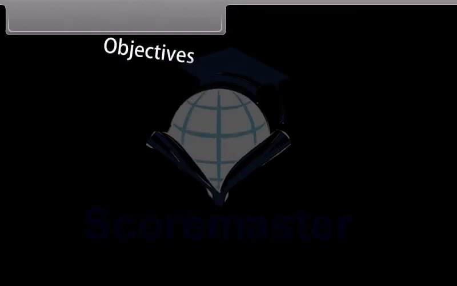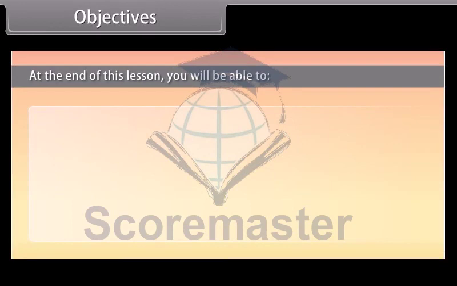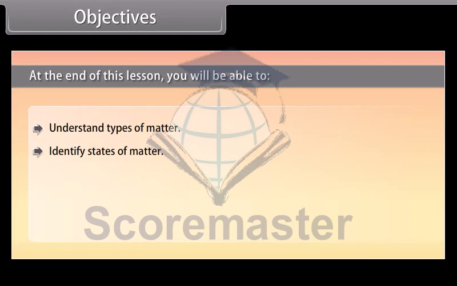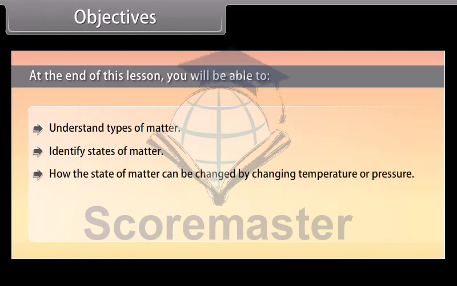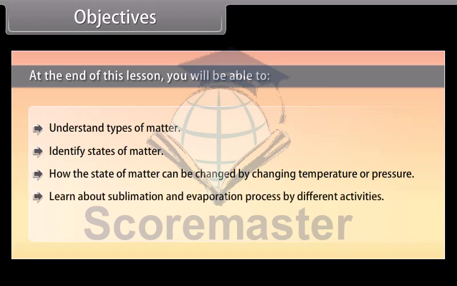Objectives. At the end of this lesson, you'll be able to understand types of matter, identify states of matter, learn how the state of matter can be changed by changing temperature or pressure, and learn about sublimation and evaporation processes by different activities.